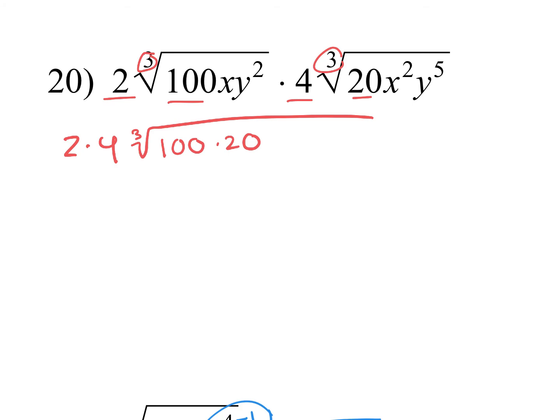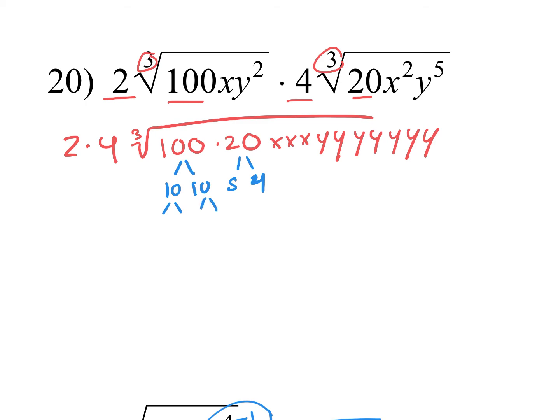And then how many x's do I have? 3. 1 in the first one, 2 in the second, and then I have 2 y's in the first one and 5 in the second. What should I do next? Simplify. So what are 2 factors of 100? 10 and 10. And what are 2 factors of 20? 5 and 4. And then what are 2 factors of 10? 5 and 2, 5 and 2, and 2 and 2 for our factors of 4.